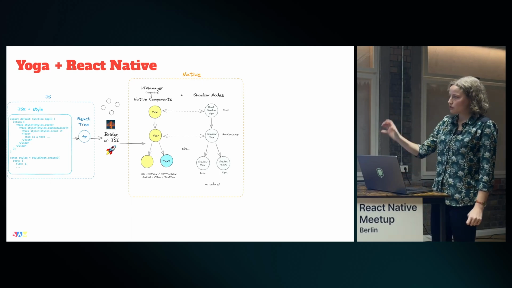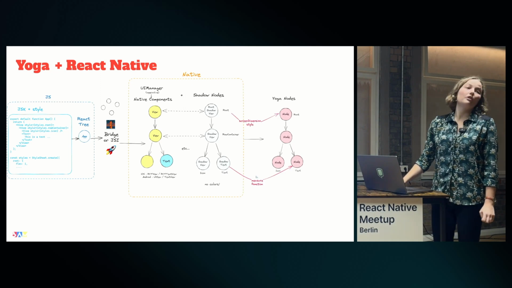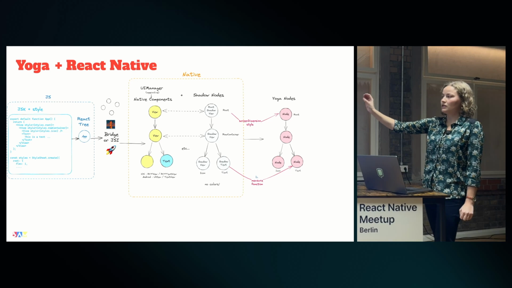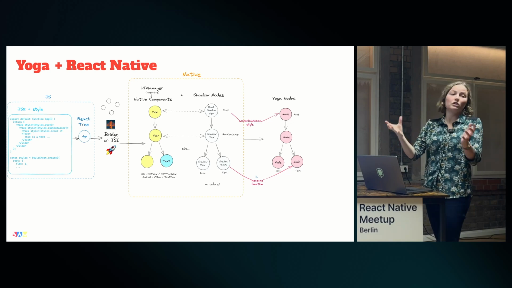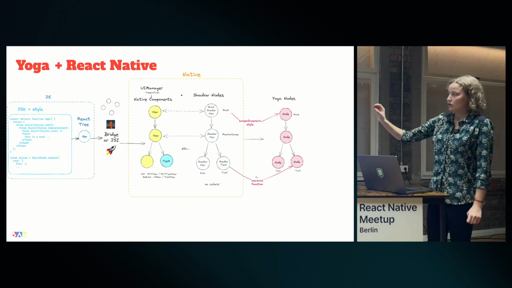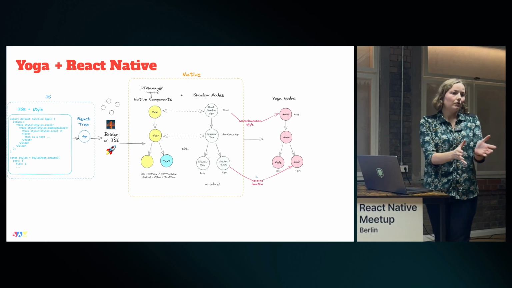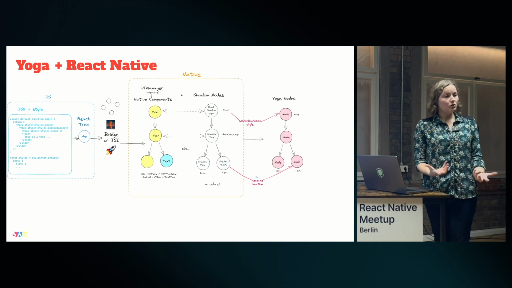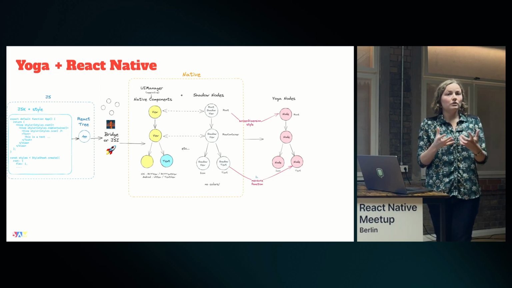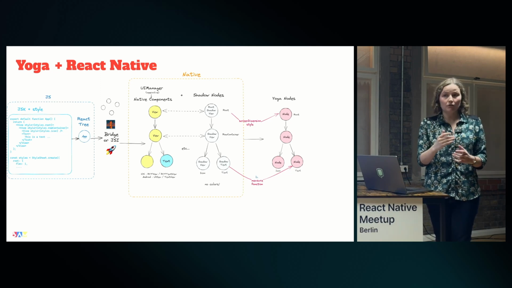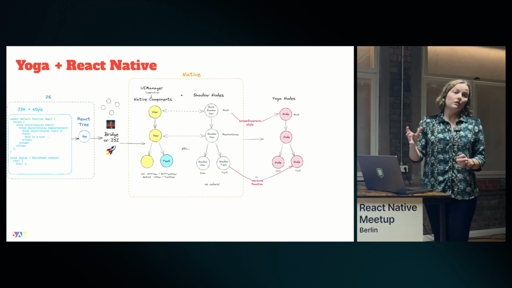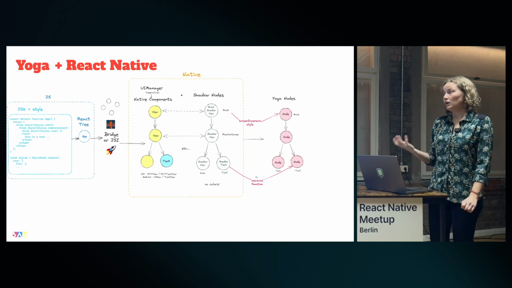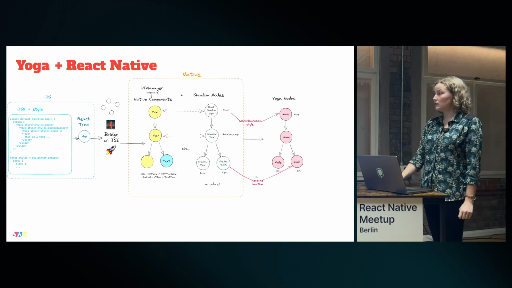And from this shadow tree, you build the Yoga tree. Again, you have a fourth tree with a Yoga node for each shadow view you have. You give them the style properties of your node, and you can also give them a native measure function, as Yoga is just a layout resolution algorithm, but at the end of the day, the measure functions depend on the platform you're connecting Yoga with. In our case, Android or iOS.